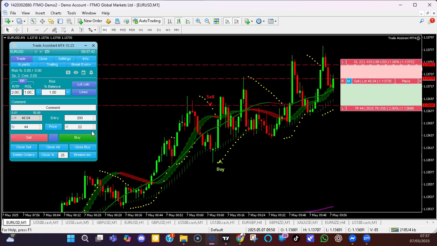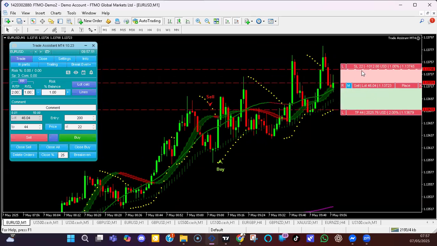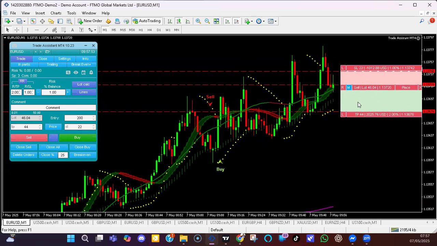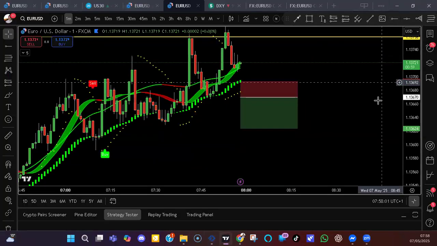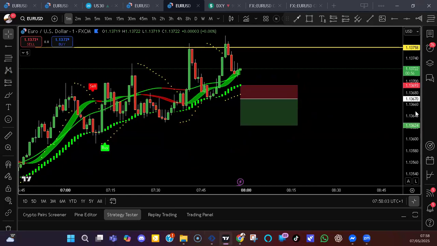So I like to make sure I'm 2.2 pips away. So you write in 22 there, and then that means you're 2.2 pips away from anything. Of course, it could end up more than that. But that's the minimum.